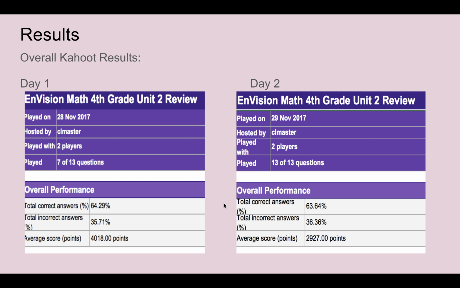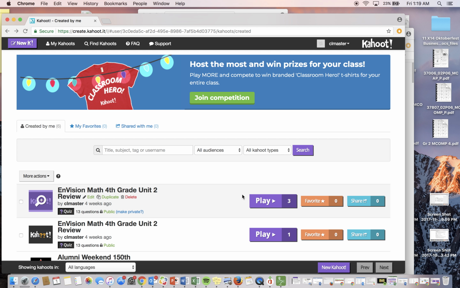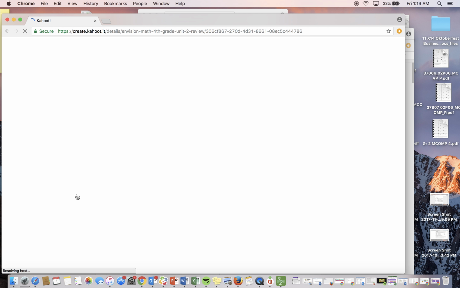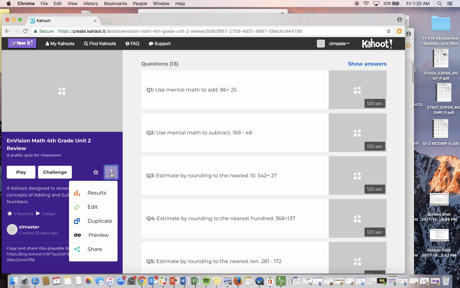I am going to exit right now and show you how to find it on a Kahoot if you're unfamiliar. So I have my Kahoot here, and I'm just going to click on the one I created. This is for the one my students already completed. So we're going to wait for that to load. Then what you're going to do is click on these 3 little dots right here, and it says results.